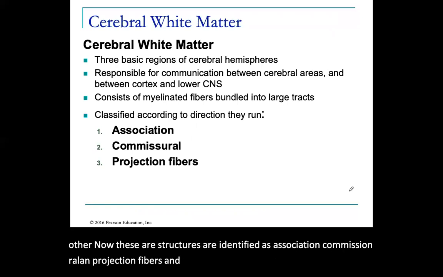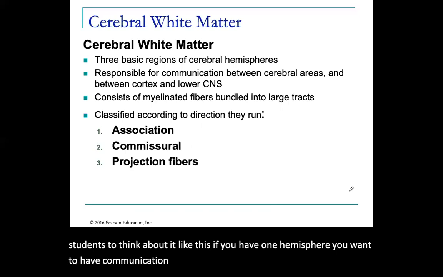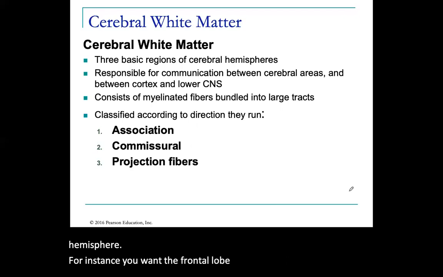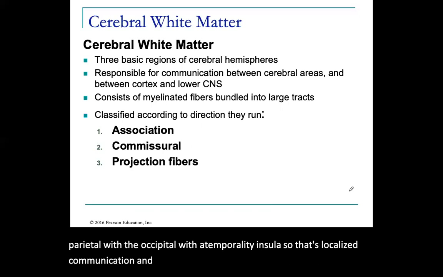easy to understand. So I tell my students to think about it like this. If you have one hemisphere, you want to have communication within that hemisphere. For instance, you want the frontal lobe to be communicating with the parietal, with the occipital, with the temporal, with the insula. So that's localized communication, and that's known as the association fibers.